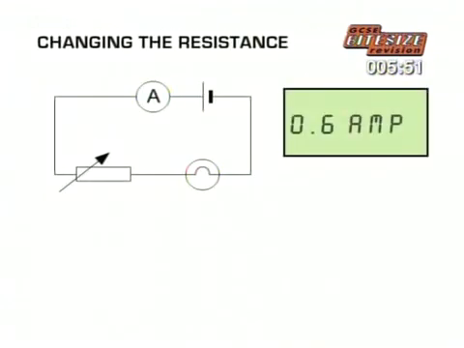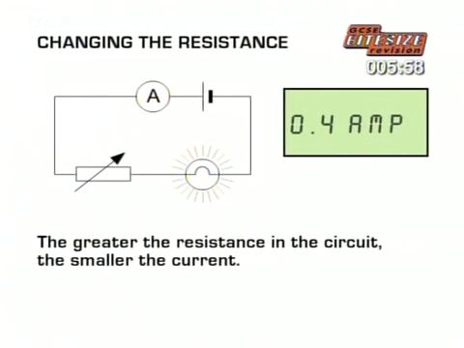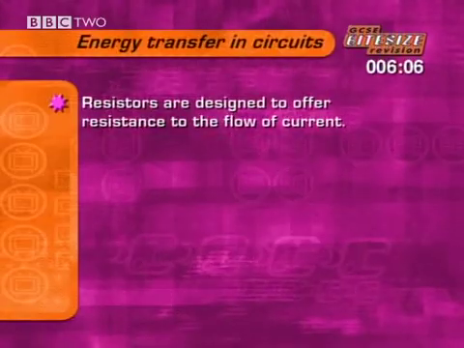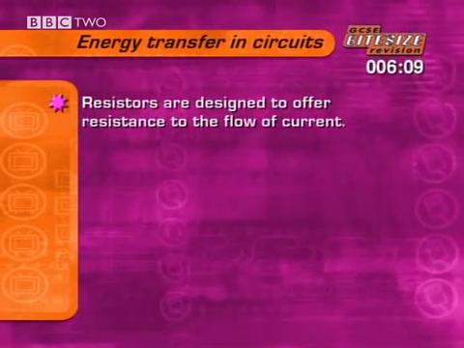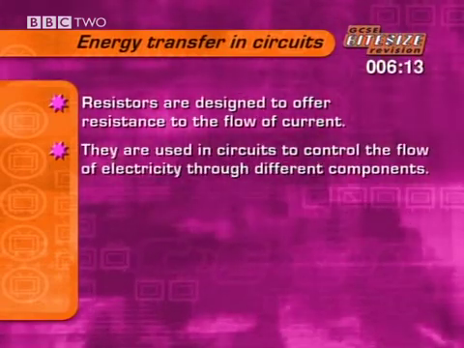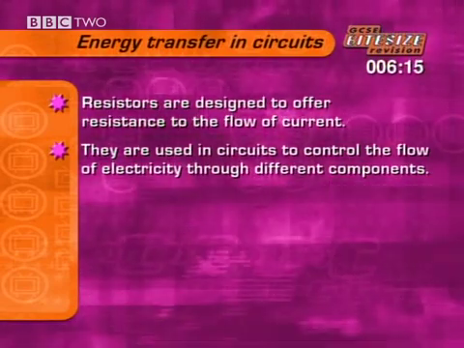An easier way to change the resistance is to use a variable resistor that can change its value. Again, the greater the resistance, the smaller the current. The smaller the resistance, the greater the current. Resistors are specially designed to offer resistance to the flow of current. They're used in electric and electronic circuits to control the flow of electricity through the different components.